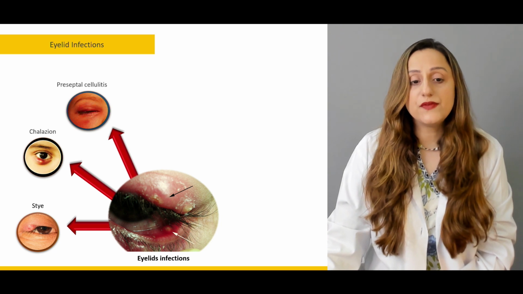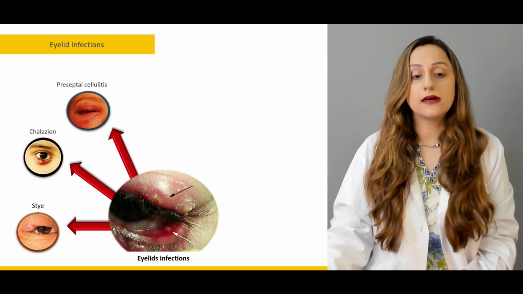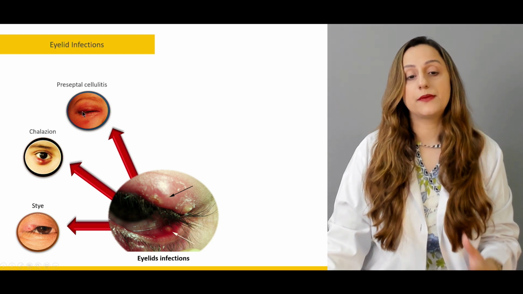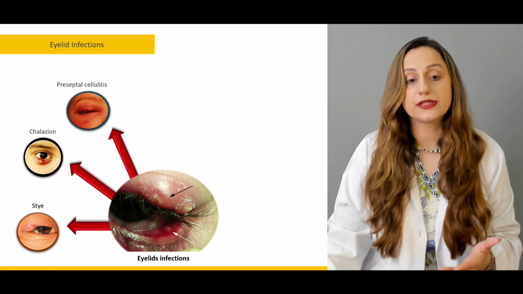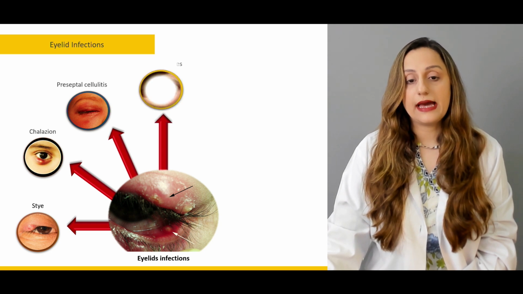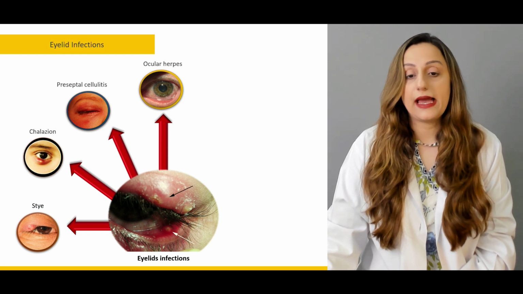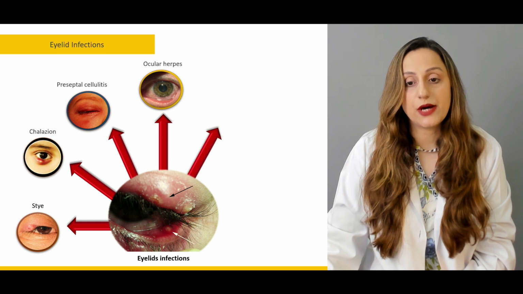Then we have the preseptal cellulitis, which basically includes the whole preseptal fascia that is present over here. It is involved in this particular infectious state. And then we have ocular herpes. As the name indicates, it is viral in origin.